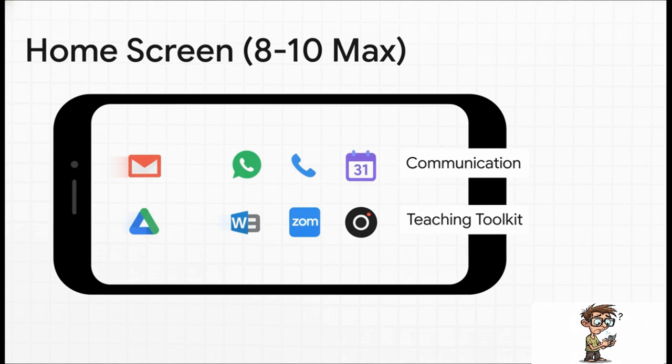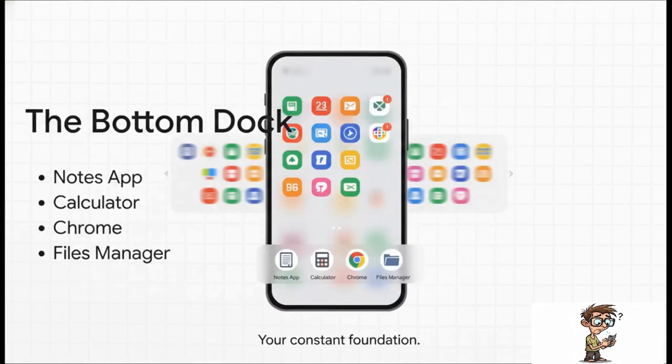Easy. Right below that is your teaching toolkit. Drive for your notes, Word for docs, Zoom, and of course the camera for snapping a quick pic of the whiteboard. No searching, just tapping. It's that simple. And then you've got the dock at the bottom, which is kind of the foundation of every single screen. These are your universal tools, the things you always need. A notes app for those quick thoughts, a calculator, your Chrome browser, and a files manager. The beauty is, these stay with you no matter which screen you swipe to.